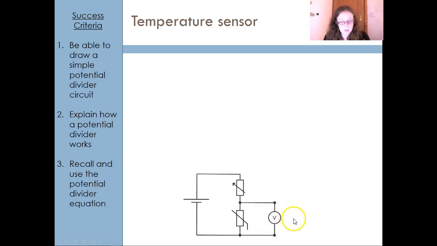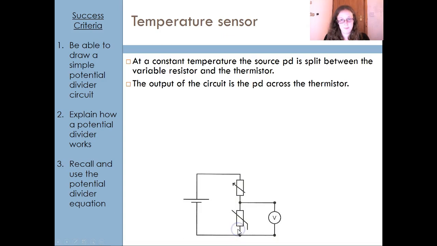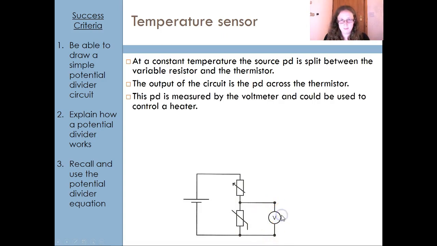But I could put a heater here, and that would give me a very useful circuit. So let's have a little think about what's going on here. At constant temperature, the source potential difference, the terminal PD from this power supply, is split between my variable resistor and my thermistor. The output of the circuit is what goes across my thermistor, the thing I'm interested in, which is why I put the voltmeter there.